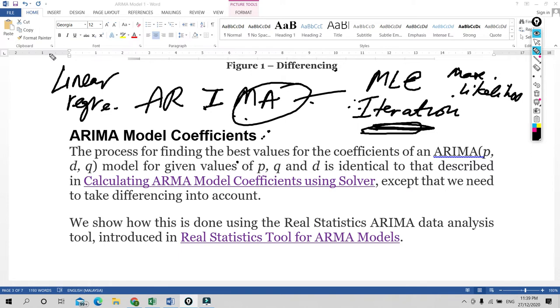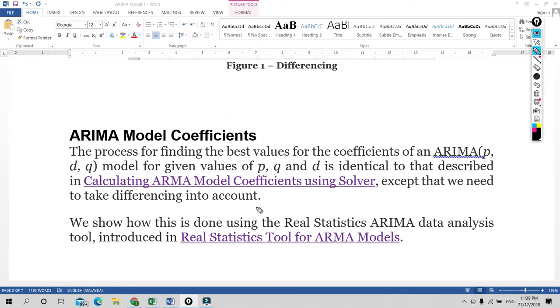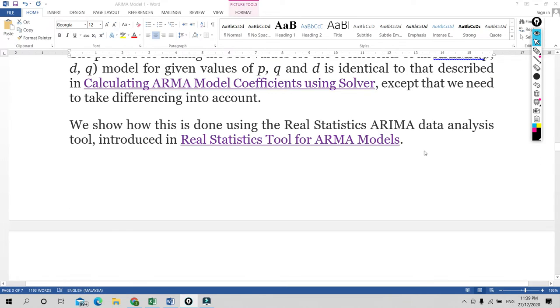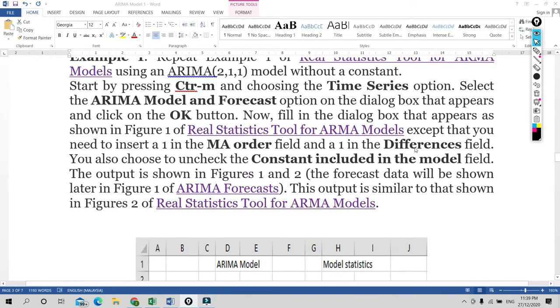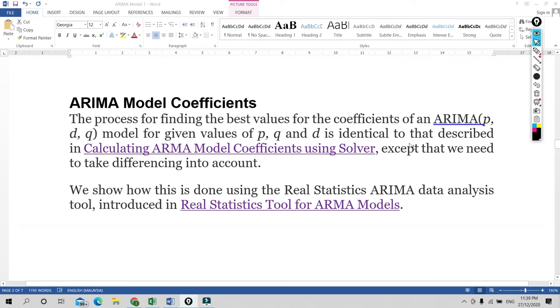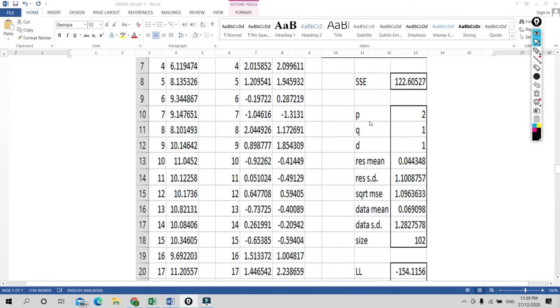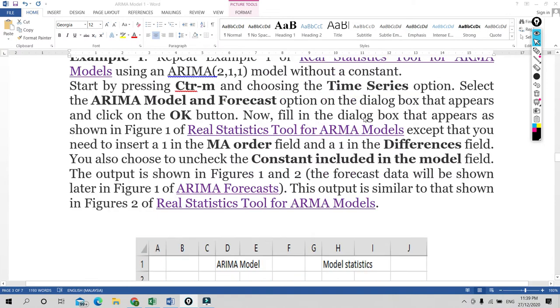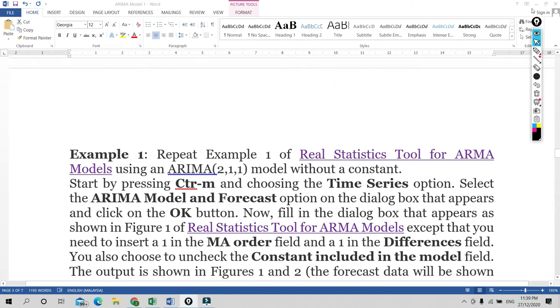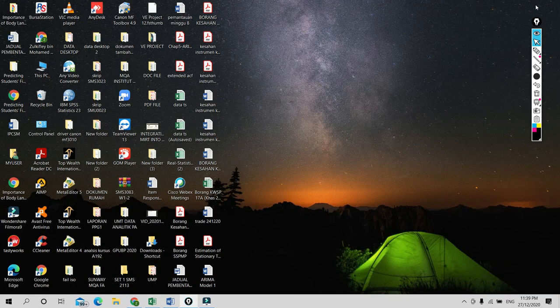Okay, so I want to show you how to get the software here. You can go to this website, then you can download the add-in here, and use it to find the ARIMA model. You can refer to this website.